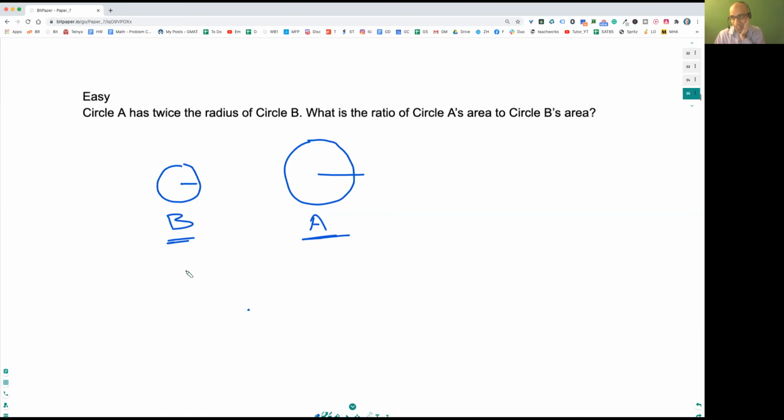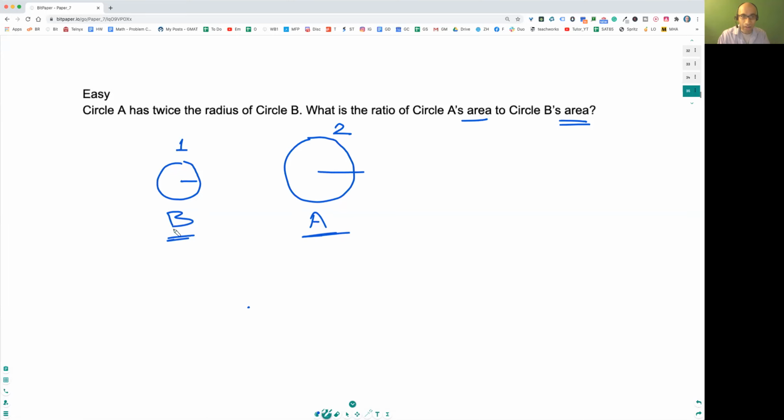Very good. Okay. So the ratio of circle A's area to circle B's area. Remember, circle A has twice the radius. So this is how we're going to solve it. Whenever you're given this information, let's say circle B has a radius of 1. So circle A has a radius of 2, right? Yes, well done, Colin.